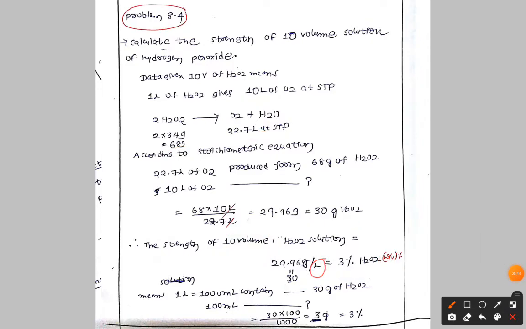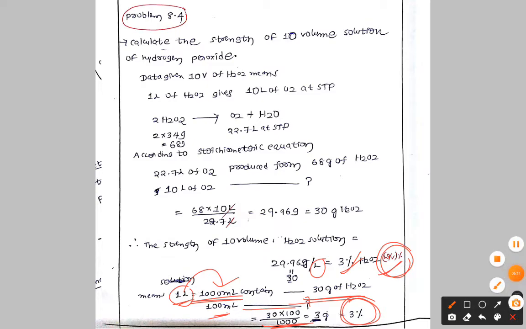From this, 1 liter contains how much? 30 grams. And 1 liter, if I convert into ml, as you know very well, 1 liter equals 1000 ml. So 1000 ml contains 30 grams; if I want to tell in 100 ml, how much are you going to get? If you simplify, you get 3%. 3% weight by volume means 3 grams present in 100 ml.